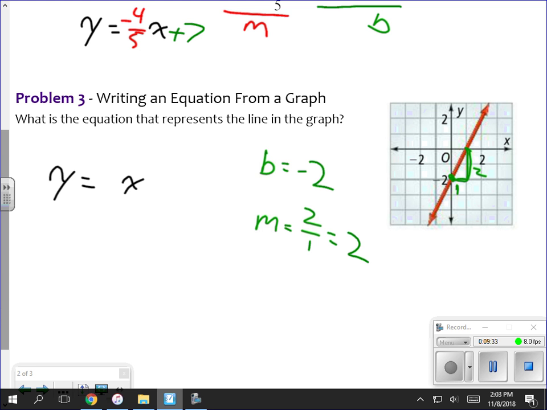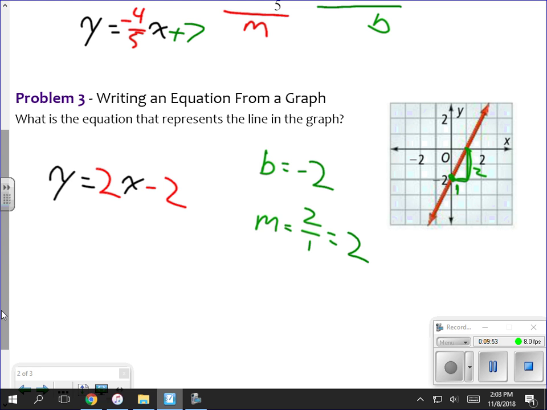Y equals mx plus b. I plug in my slope, 2. Plug in my b, -2. The slope is positive because I went over and up, so my line is going up. If your line goes up from left to right, you have a positive slope.